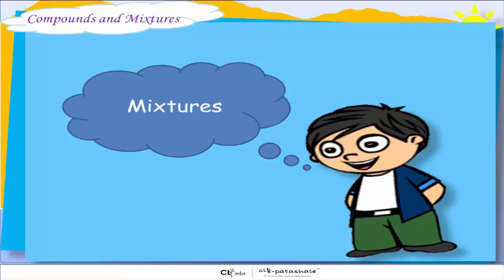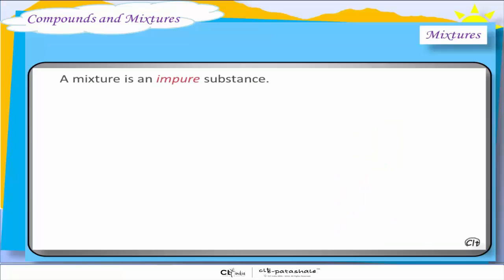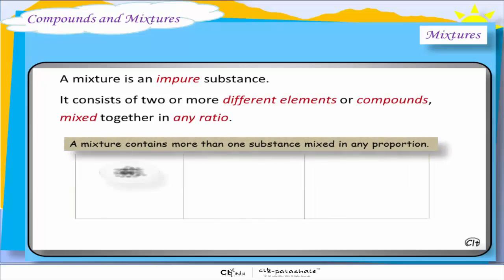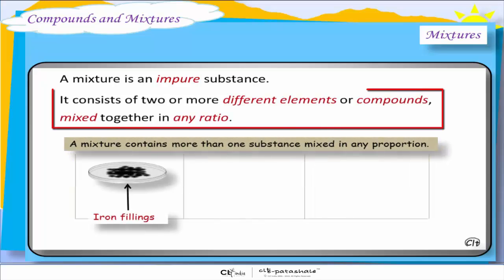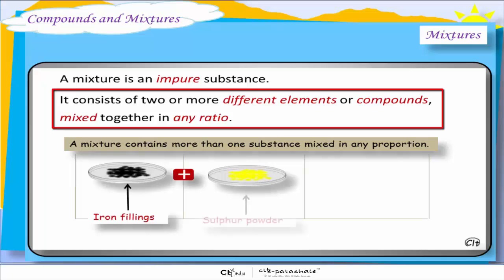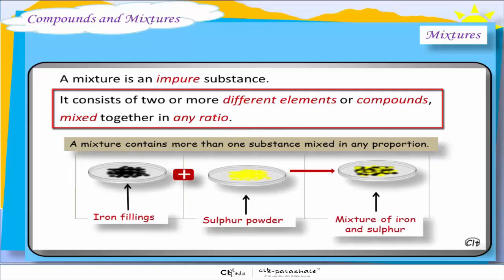Now let us study about mixtures. A mixture is an impure substance. It consists of two or more different elements or compounds mixed together in any ratio.